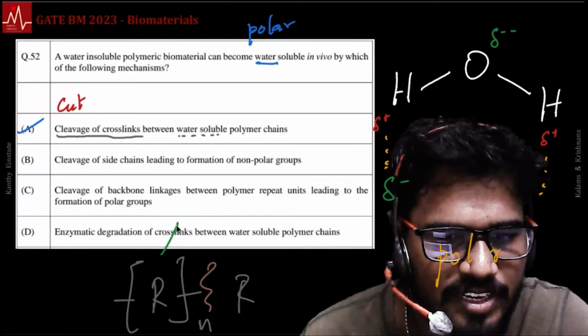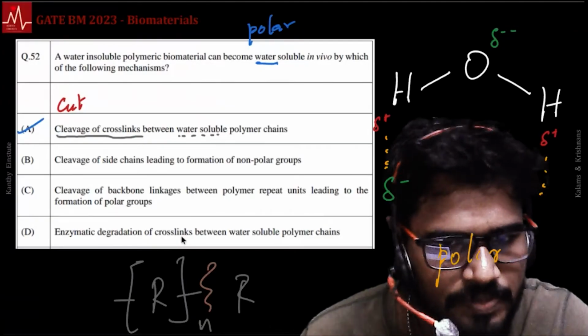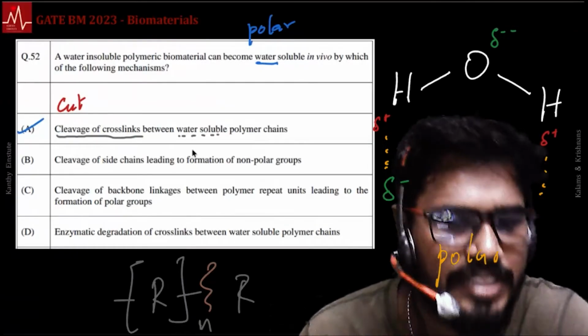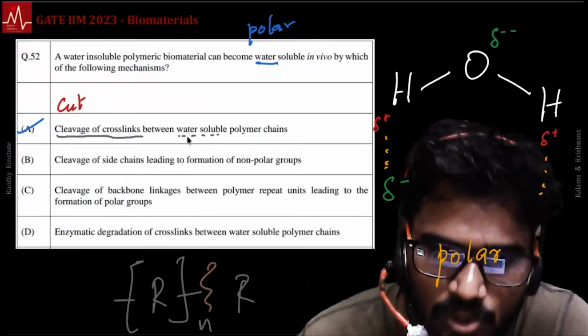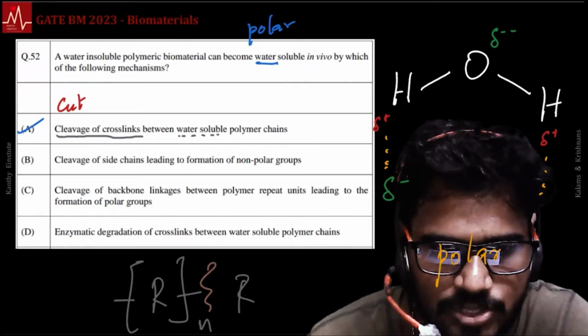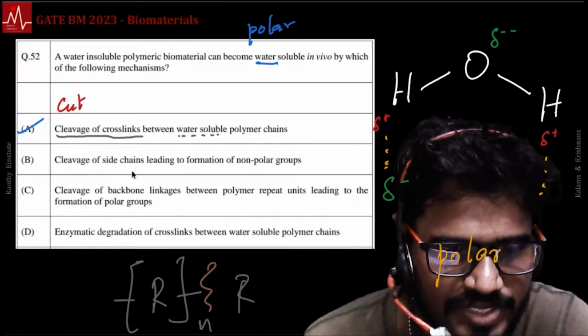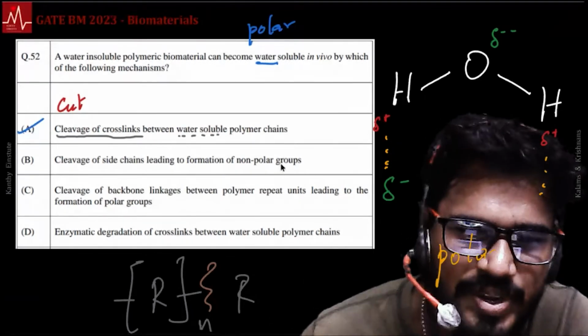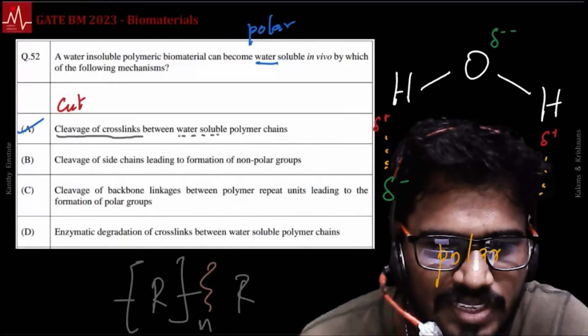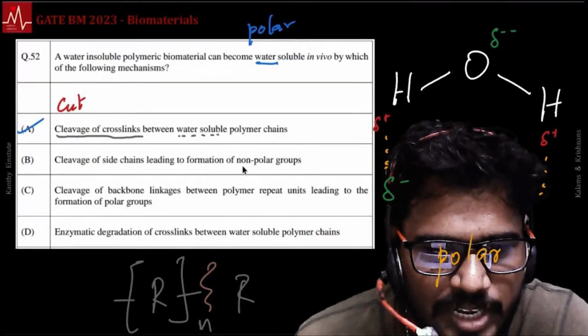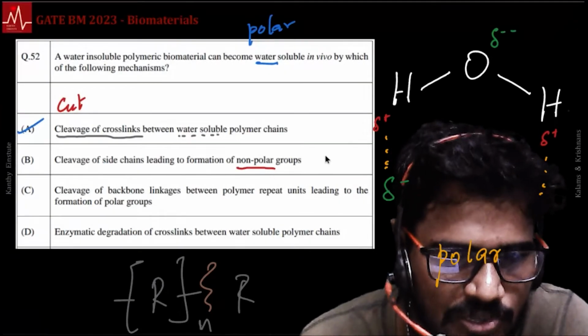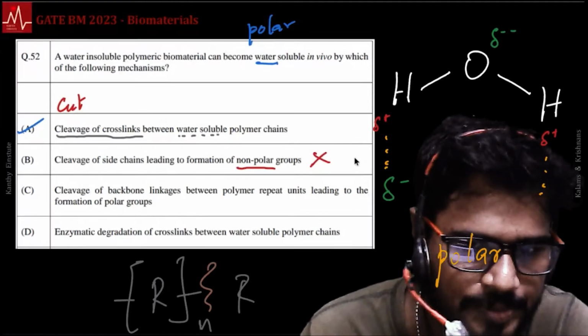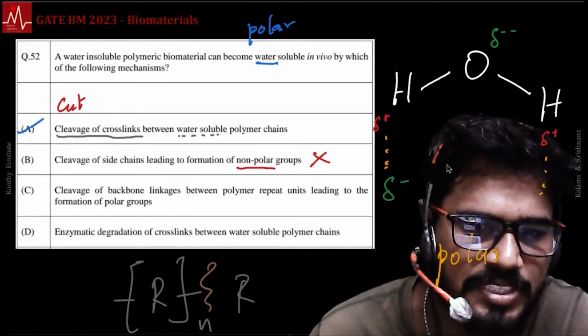The moment you release them by cutting, they are free to interact and, of course, they are polar, they are water soluble. The entire polymer gets water soluble. Cleavage of side chains leading to formation of non-polar groups: water is not going to interact with that. So whether you end up creating polarity or not, that's the question. So this is not a correct answer. Non-polarity doesn't help. Water, hydrogen like to bond with something that is polar.